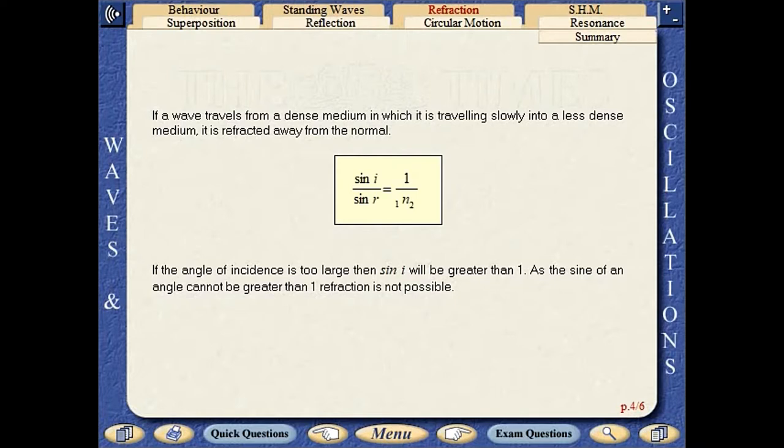If a wave travels from a dense medium in which it is traveling slowly into a less dense medium, it is refracted away from the normal. If the angle of incidence is too large, then sine i will be greater than 1. As the sine of an angle cannot be greater than 1, refraction is not possible.